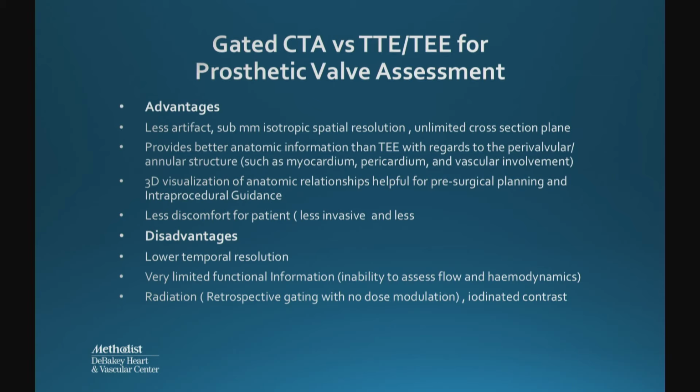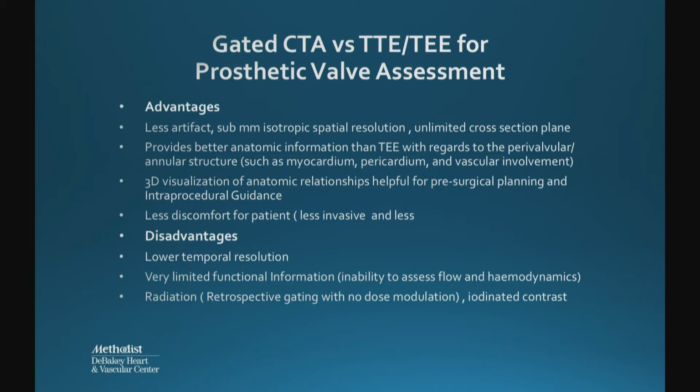So the advantages of CT compared to TTE plus TEE are there's less artifact with CT, and isotropic spatial resolution is the best in all the non-invasive imaging. You have unlimited cross-sectional plane to reconstruct any structure you want. It provides better anatomical information with regard to perivalvular or annular structure. It will also allow us to reconstruct in three-dimensional fashion an anatomical relationship with other extracardiac structure, which is helpful for pre-surgical planning or guidance.